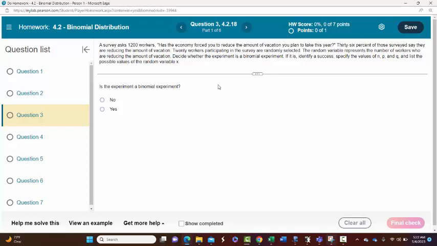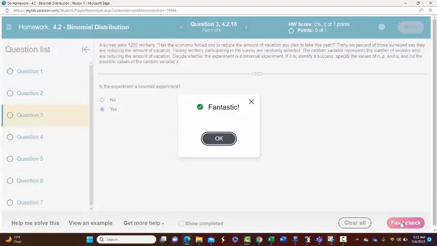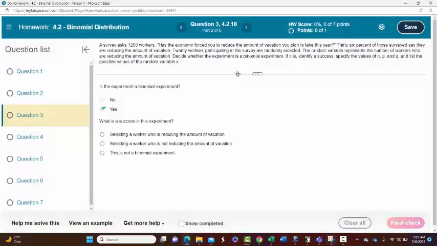Binomial experiment. Yeah, I guess you could say that. So that means a 36% chance that those surveyed said they were reducing the amount of vacation. So it doesn't appear to be dependent upon anything. Okay, now you can just pick it up. Success is... the random variable represents the number of workers who are reducing the amount of vacation.